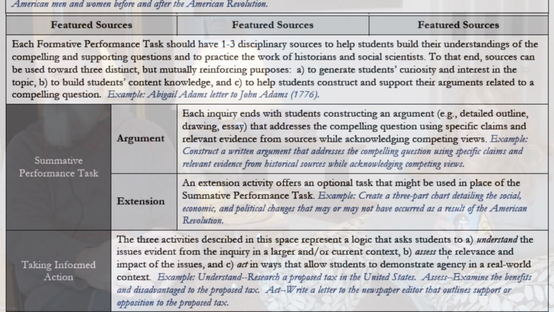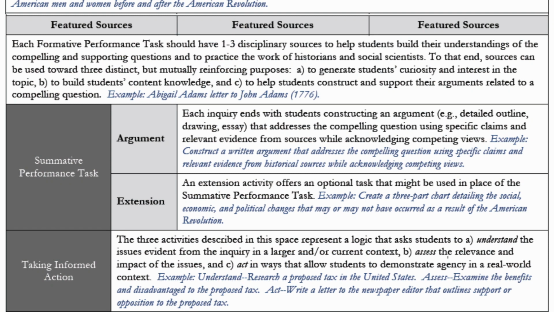So another piece of this that I really like are the things that the structure provides for what to do once those key questions have been maybe answered or we've been grappling with them for a while. Now what do we do with what we've learned? One of the things is there are two opportunities to summarize what the learning has been and to create some sort of performance task.